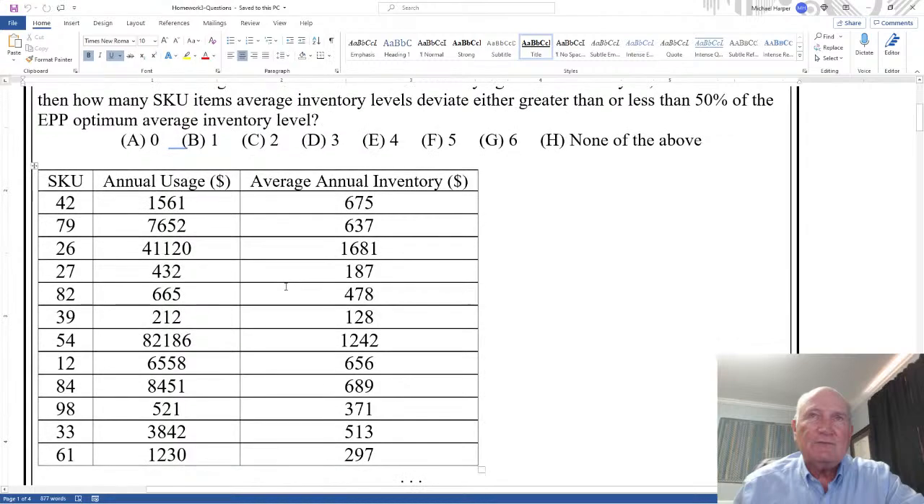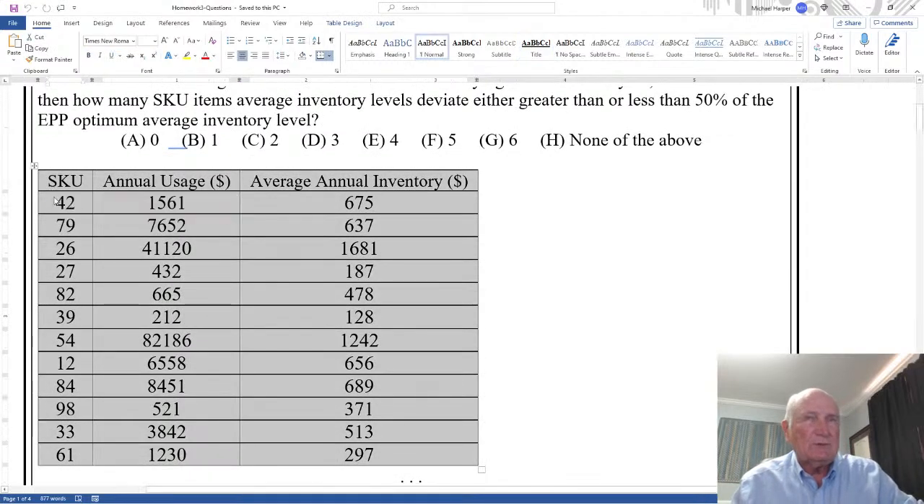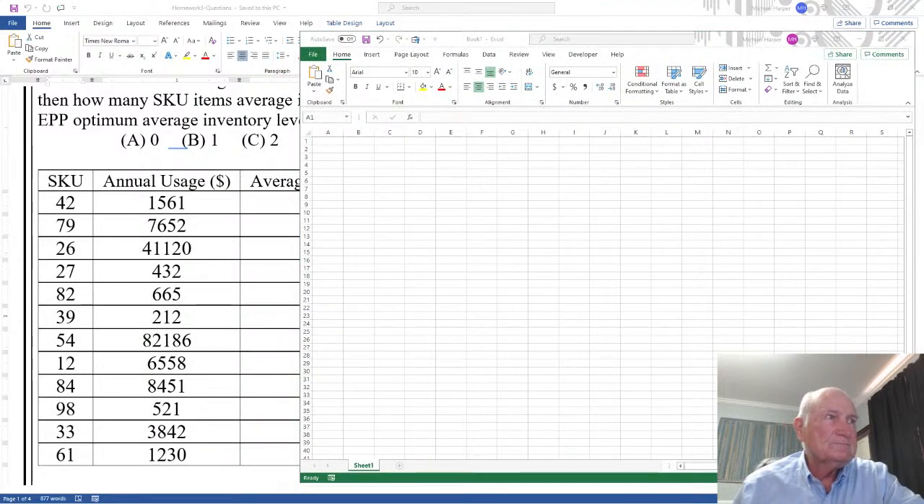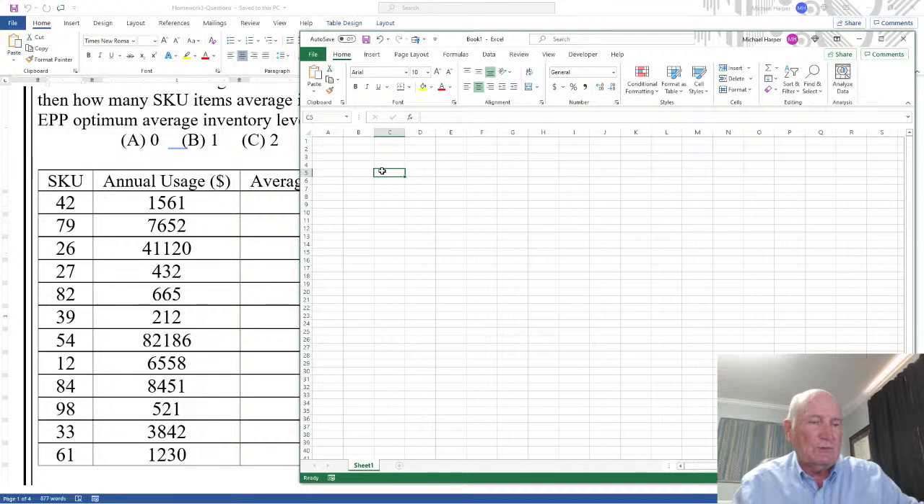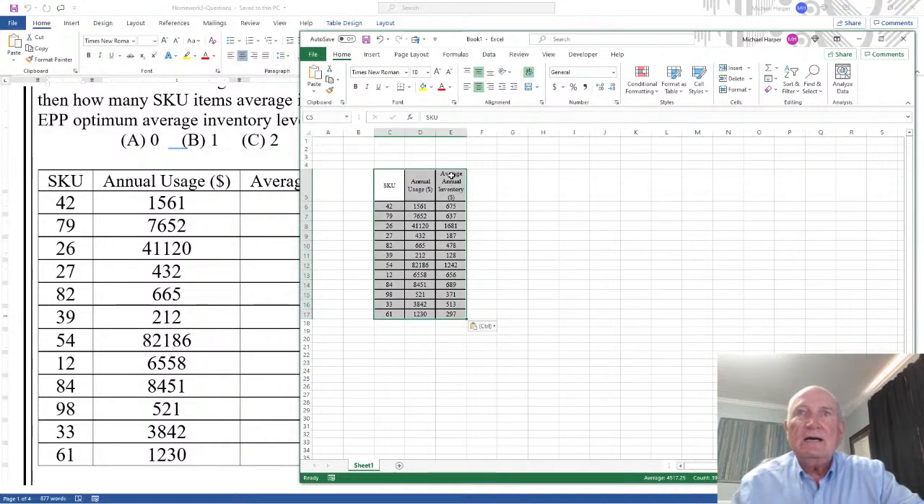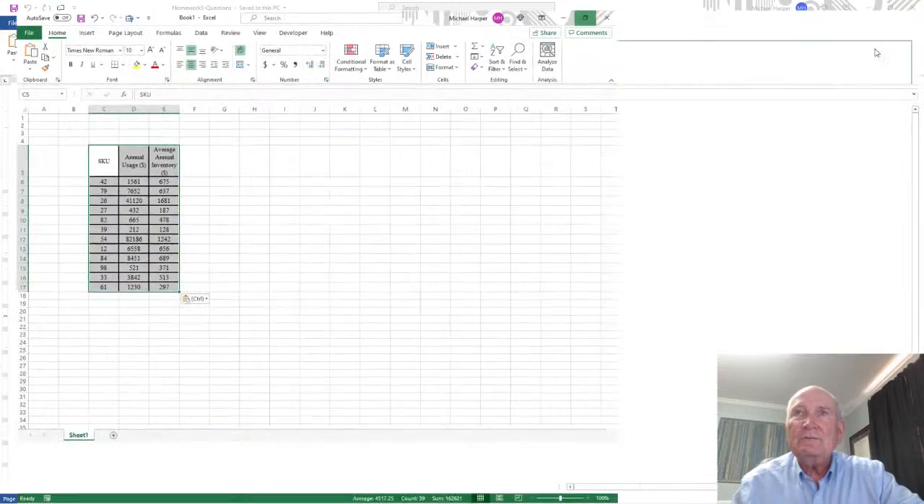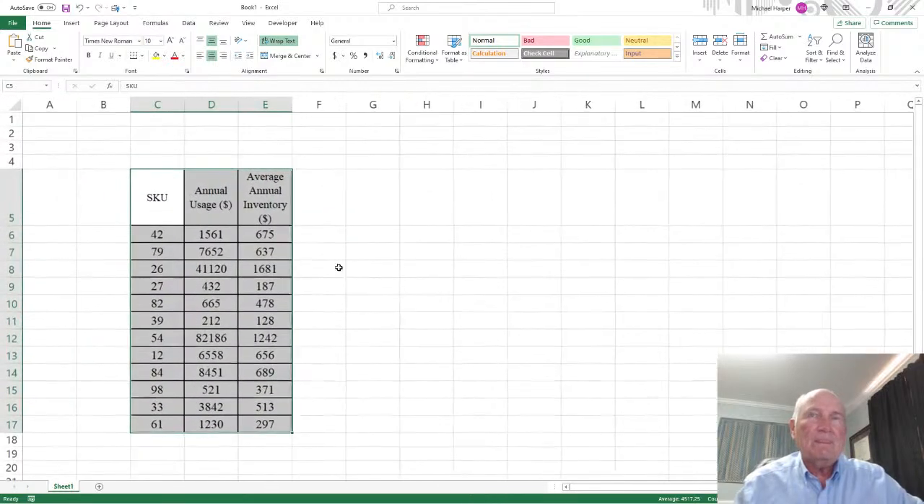So let's work this. First, let's take the problem, copy, Control C. Let's bring up Excel. And let's come down here a little ways and Control V and paste it. And so let's start working it here. And here we have it.